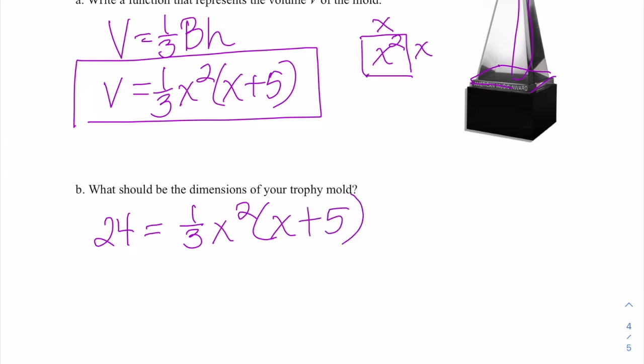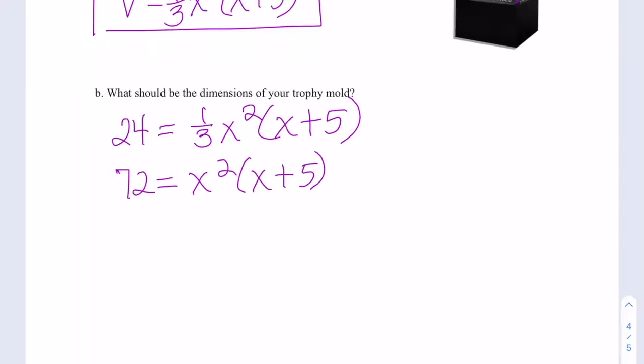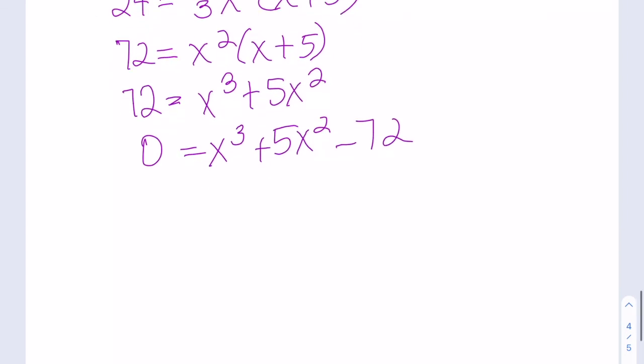So let me multiply everything by 3 to get rid of the fraction. So we get 72 equals x squared times x plus 5. Let me distribute x squared. So that's x cubed plus 5x squared. And then set this equal to 0. Now all the possible rational roots can be represented with p over q. And our p is 72 and our q is 1.